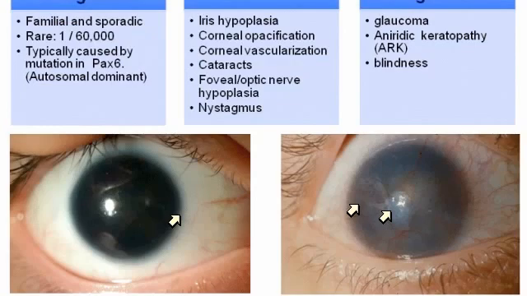It is a progressive disorder. It often includes glaucoma, aniridic keratopathy, which is an emerging recognized disorder, and it can ultimately lead to blindness.